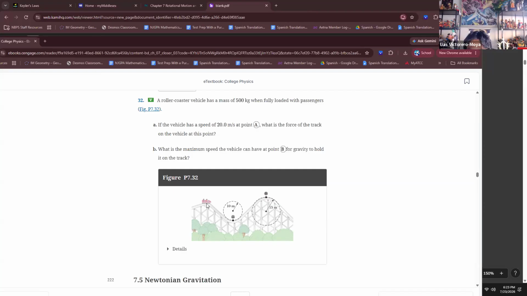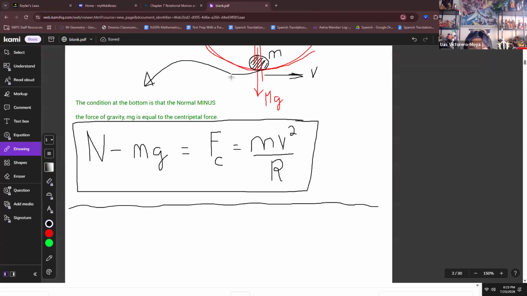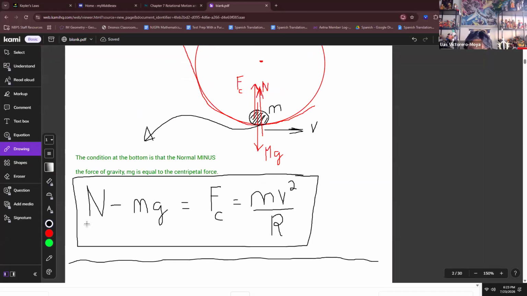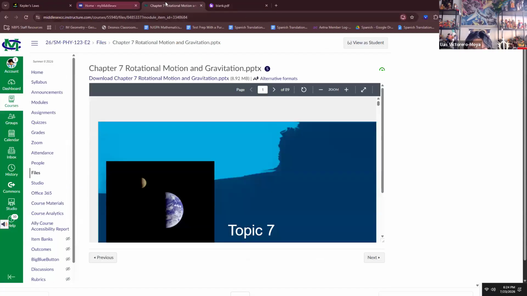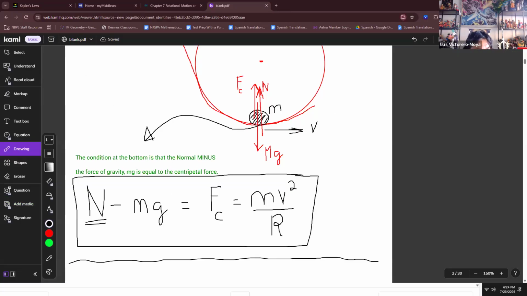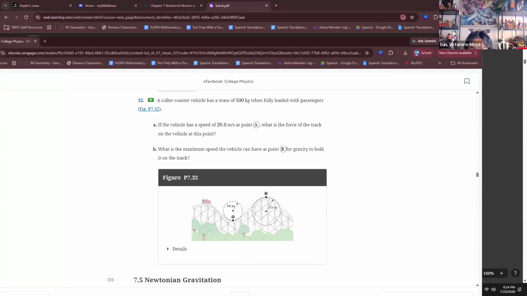So you just have to apply the condition at the bottom, the condition at the top. The condition at the bottom is that the force they are asking you is the normal force minus the weight of the vehicle is equal to a centripetal force. That's this. Okay. So the radius is 10. The speed is 20. The mass is 500.